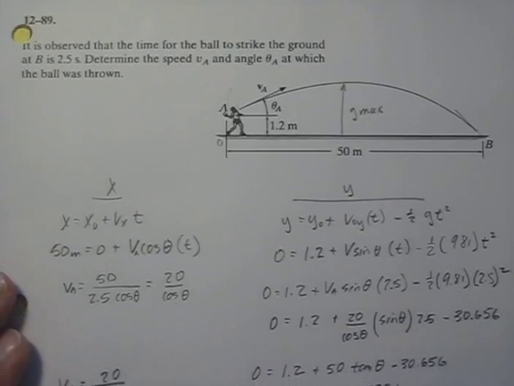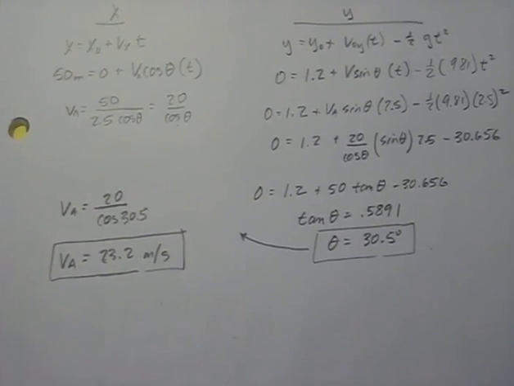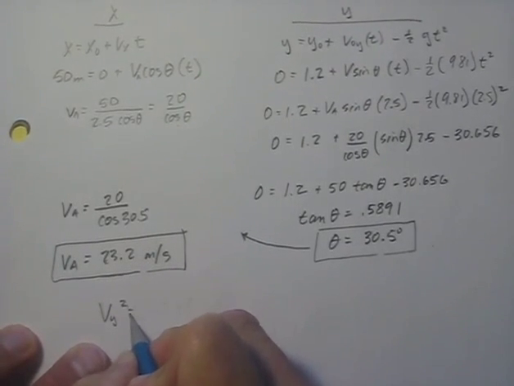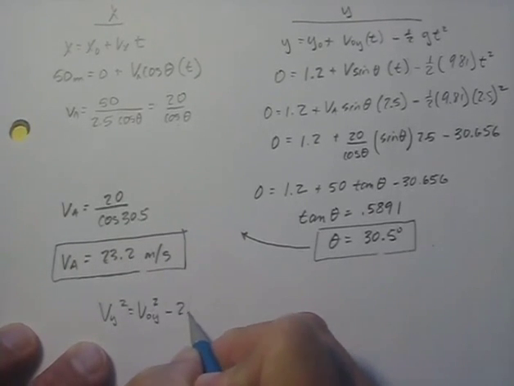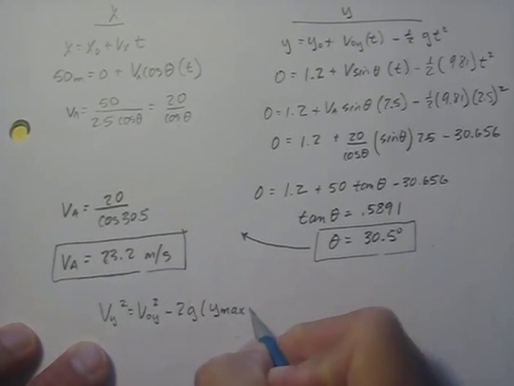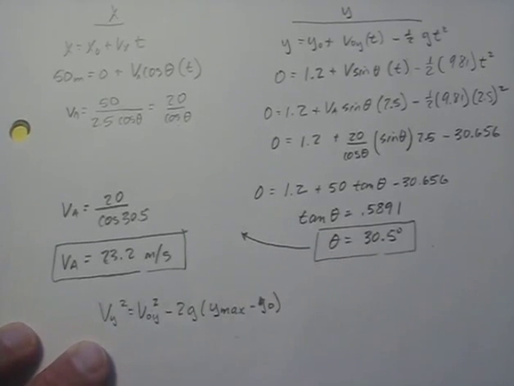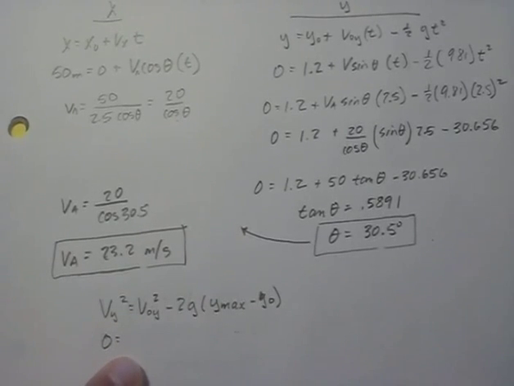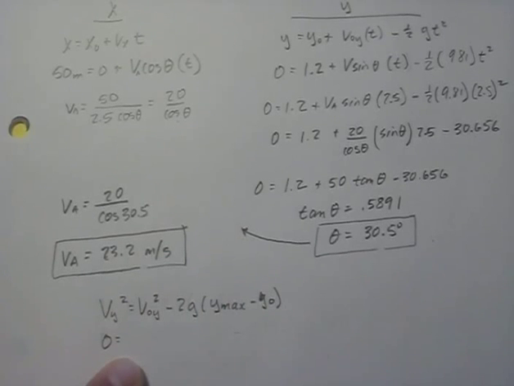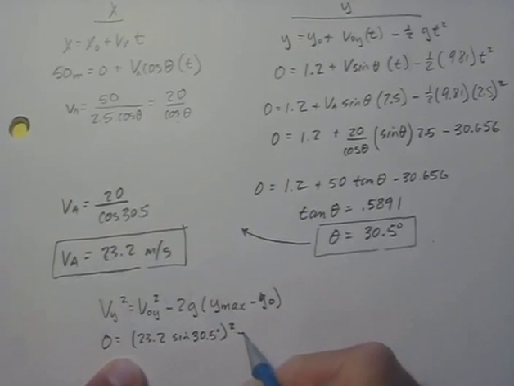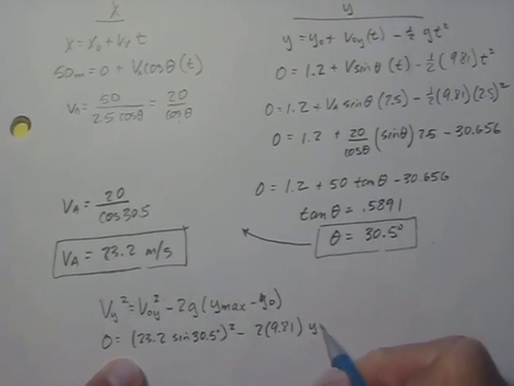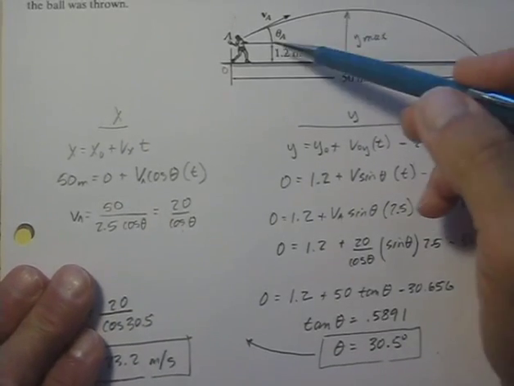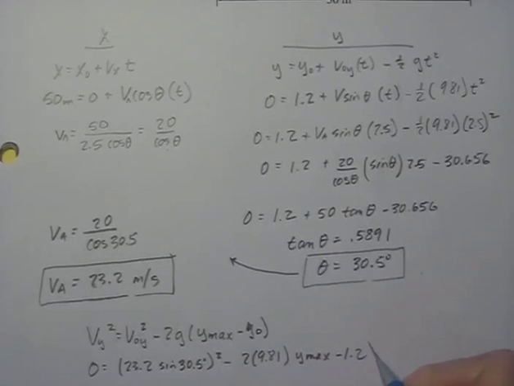So what we're going to do is use our v squared equation to do that, and we're going to say that velocity in the y direction squared is equal to velocity in the y direction beginning squared minus 2g times y max minus our beginning y0. So again, we recognize at the peak of travel, that's going to be 0. In our y direction, we have 23.2 times the sine of 30.5. So 23.2 sine of 30.5 degrees, that's squared, minus 2, 9.81, y max minus our y0. Back to our picture, I started at 1.2, and that's equal to 0.